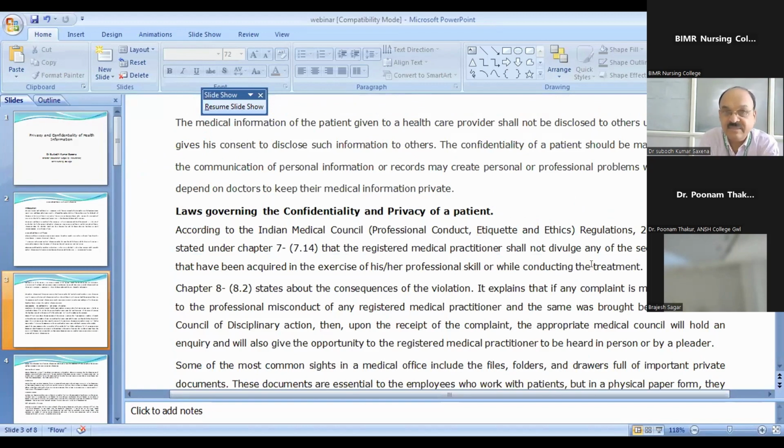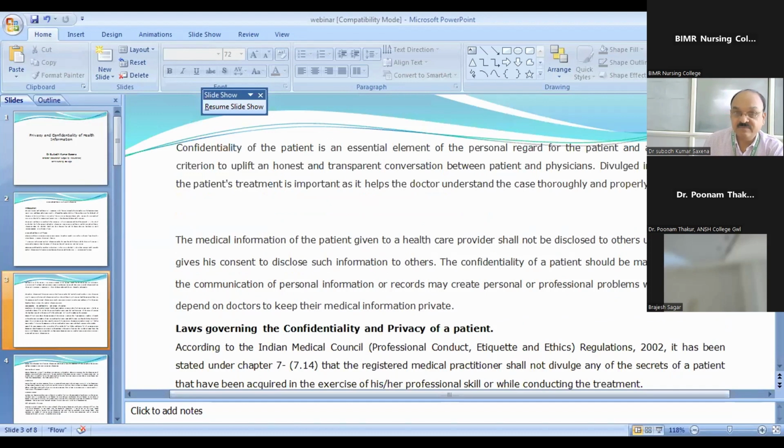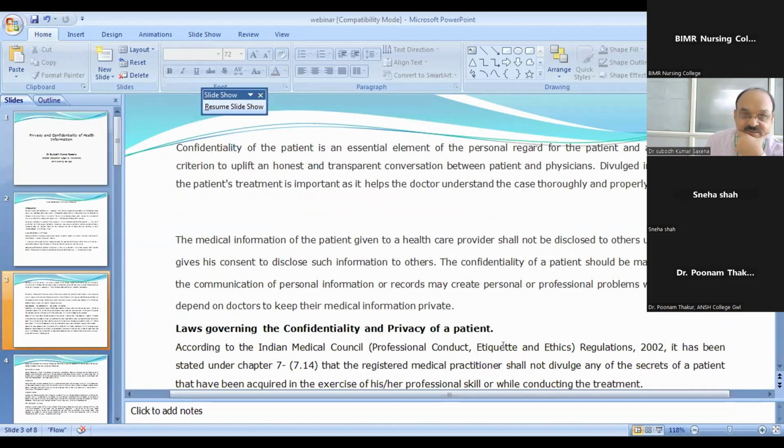Medical information of the patient given to a healthcare provider shall not be disclosed to others unless the patient gives his consent to disclose such information. The confidentiality of a patient should be maintained because the communication of personal information or records may create personal and professional problems, while the patient depends on doctors to keep their medical information private.